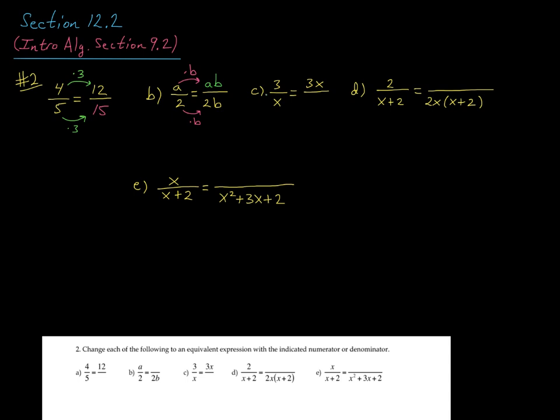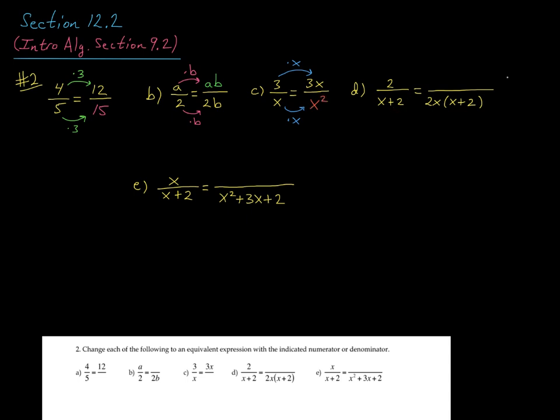All right, cool. For c, to go from 3 to 3x, well, we're multiplying by x. That's the scaling factor. So now I'm going to multiply by x here. And notice I'm going to have an x times an x. I'm going to write that as x squared.